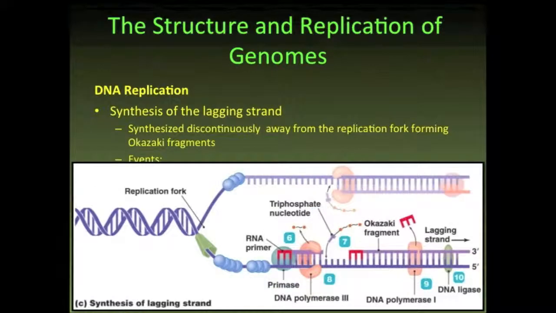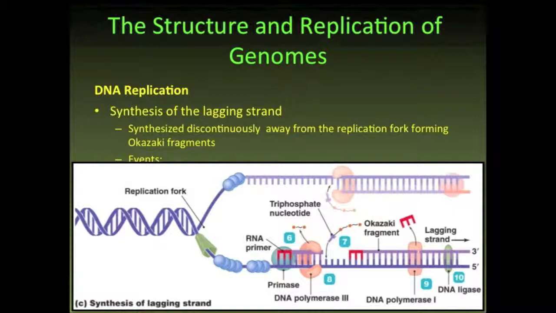At the same time the leading strand is being synthesized, the lagging strand must also be built. The lagging strand must be built in the opposite direction than that of the leading strand. It is not built continuously, but rather is built in fragments discontinuously away from the replication fork. As the DNA continues to be unzipped and unwound, primase binds to the parental strand, producing a primer for DNA polymerase III, just as we see on the leading strand.